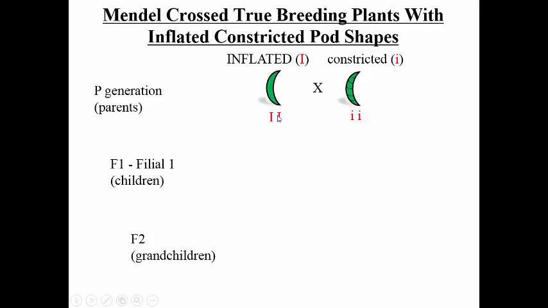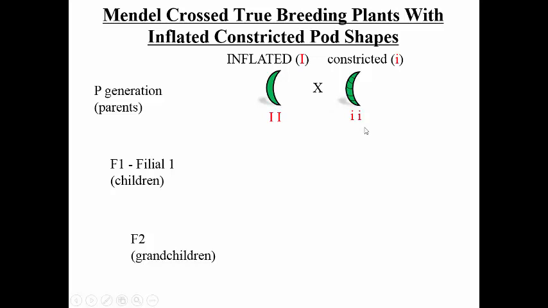Now you might say, well, couldn't it be big I, little I? Because the dominant allele would still dominate the recessive allele, the little I. And if this was big I, little I, which it is not, you would still see an inflated phenotype. The answer is yes, it could have been that, but it's not, and we know it's not because these were true breeding plants. So if true breeding, it means they have to be big I.